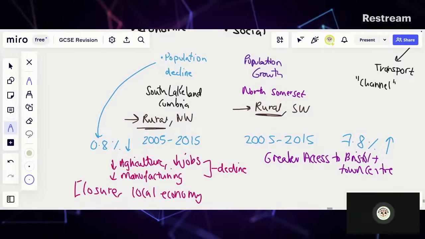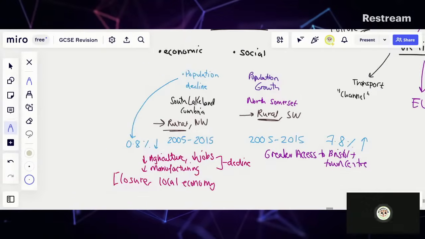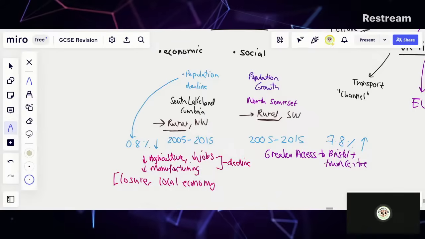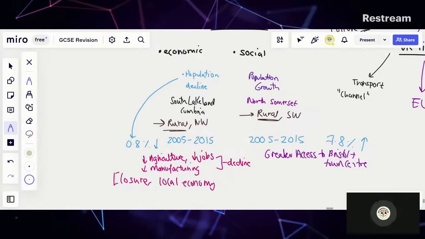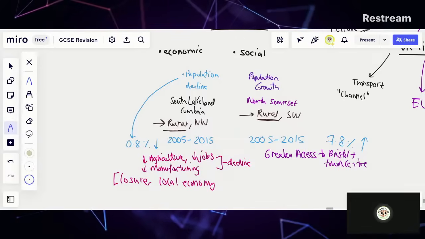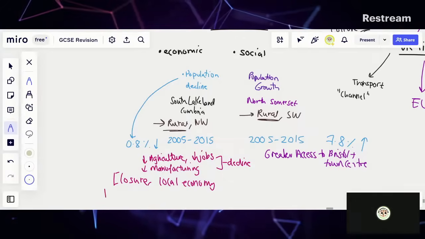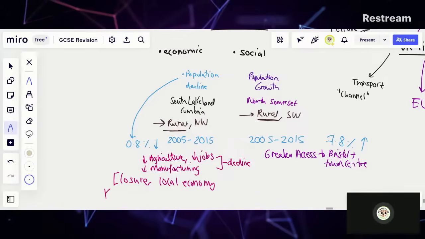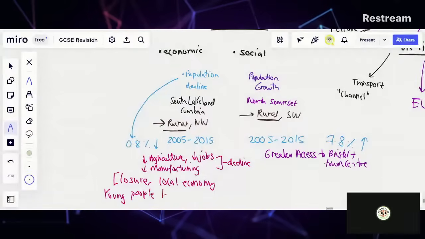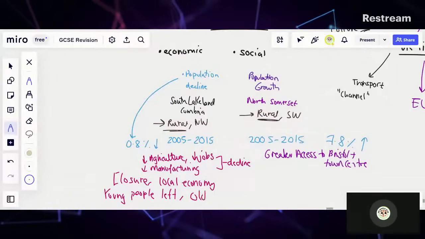It also had social impacts. So, on top of this economic impact of the closure of shops and the employment, it had social impacts. Younger people left the area, which meant that most of the area was full of the elderly generation. So, as the young people left, this meant that the area was full of older people.